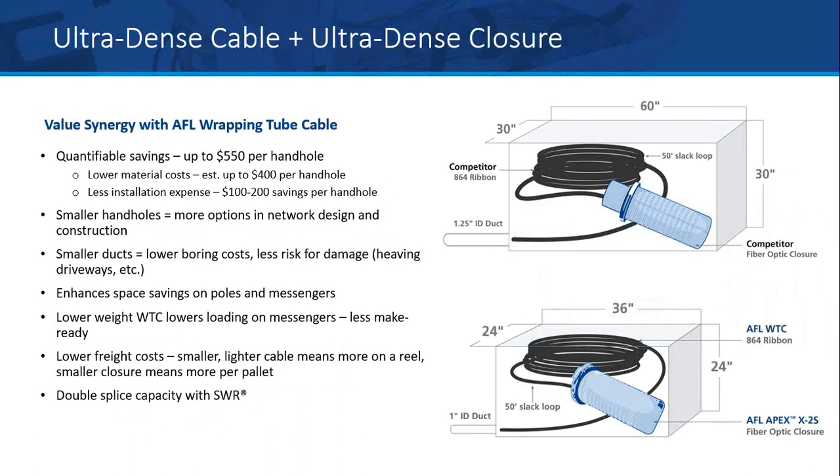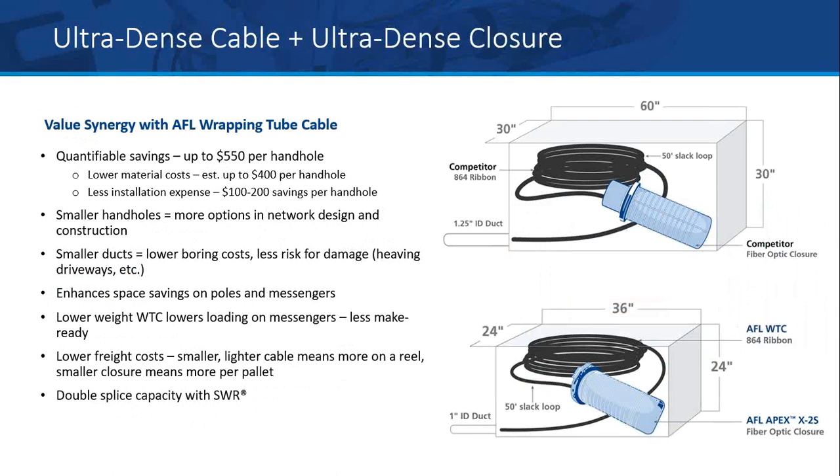Well, if you had a pre-existing 30 by 60 handhole and you already had a competitor 864 ribbon cable and another type of splice closure in there, we can take our solution and just put it right there on top. So it's not just greenfield builds, it's brownfield as well.